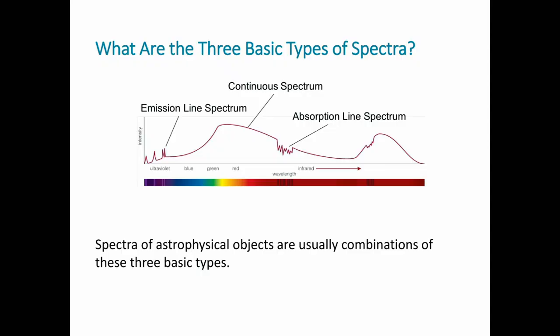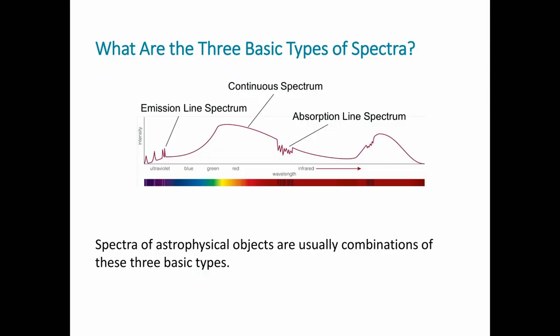A continuous spectrum will be, like we saw with the black body curves, just a line, and that's telling you that at all of these different colors, this object is emitting that kind of light. An emission spectrum is a line that's going above the continuous spectrum, and so there are extra photons being emitted at these wavelengths above the continuous spectrum.